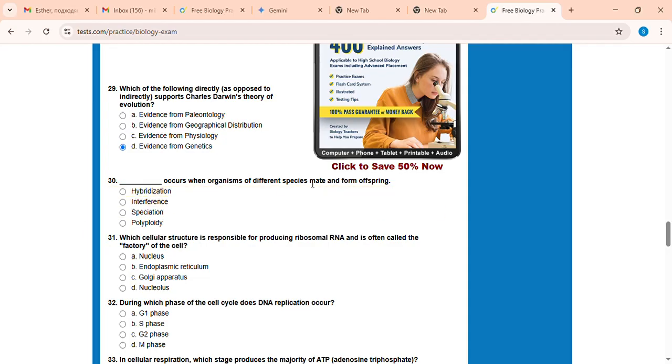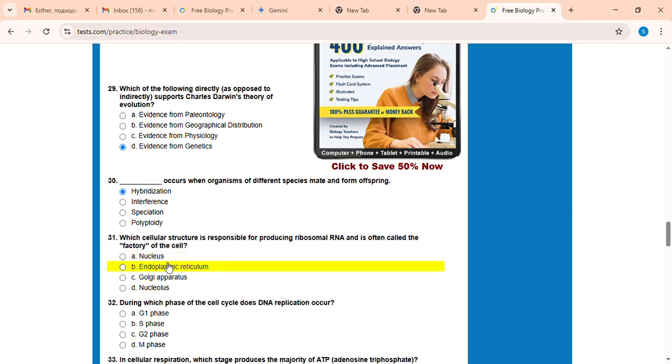Different species, keyword different species, so that's a hybrid. Which cellular structure is responsible for producing rRNA? This is the factory of the cell. ER has smooth and there is rough. The smooth has a function of something like lipid or detoxification. The rough has like ribosomes on it.